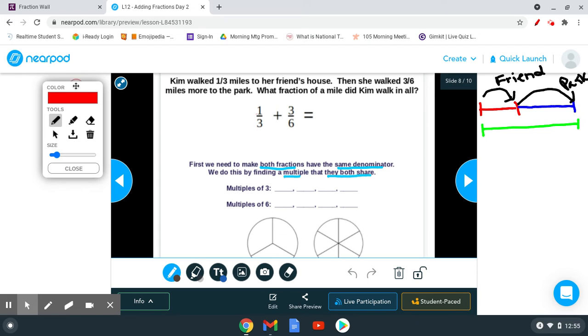So let's take a look, all right? We're going to start off with 3. A little bit more makes 6, 9, 12. Here we have 6, 12, 18, 24.